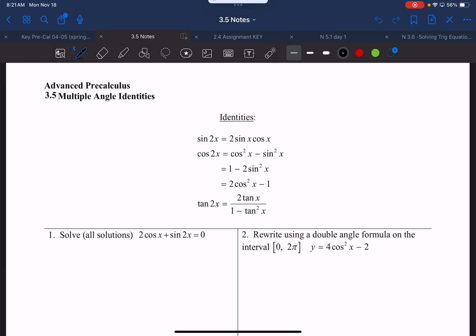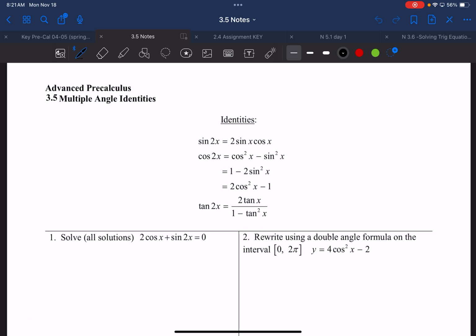Them to you. Okay, you just need to know how to apply them. These are called multiple angle identities. They are also sometimes referred to as the double angle identities. If you look at what these identities are, we've got sine of 2x, cosine of 2x, tangent of 2x equals all these things, right? To double something means to multiply by 2, so that's where it gets its name.